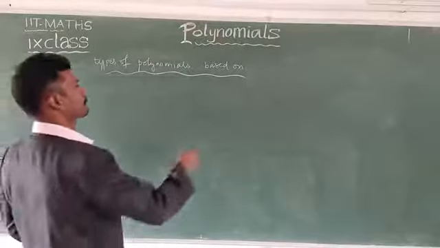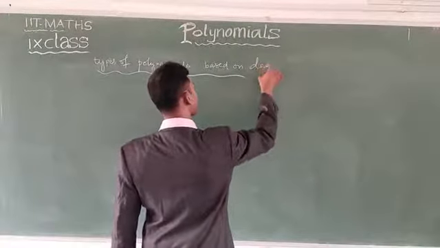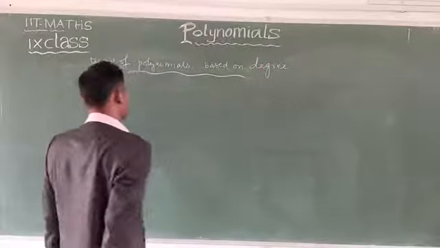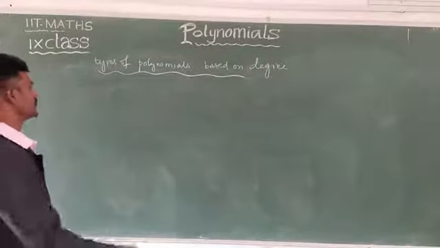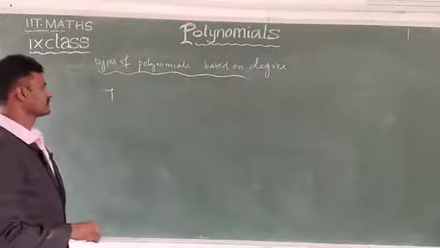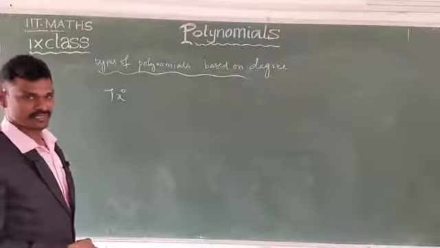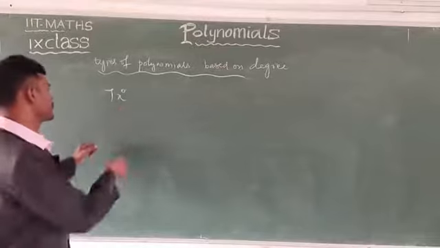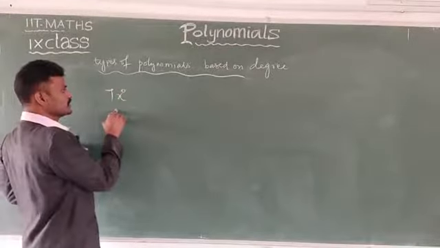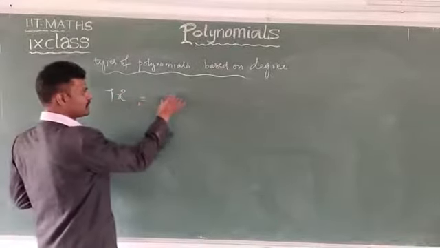See here, degree 0. Degree 0 means here 7. You can write one variable 7x to the power of 0. X to the power of 0 means 1. Then 7 into x power 0. This is called the constant polynomial.